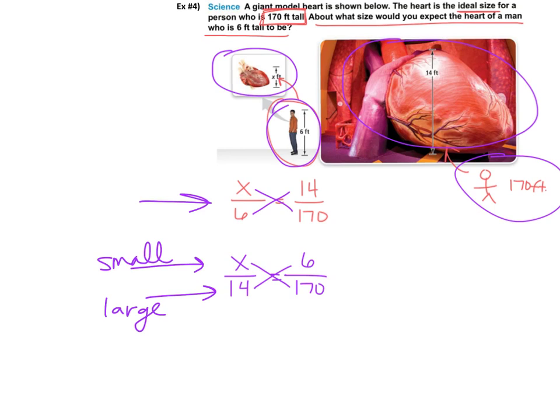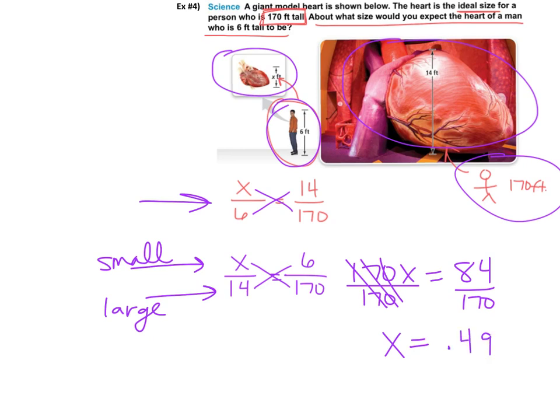So let's work this out. If I do 170 times x equals 14 times 6. 14 times 6 is 84. What do you do from here? Divide by 170. So many times when people see a problem like this, they're so used to dividing by the smaller number that they go 170 divided by 84, which would get you the wrong thing, okay? You need to divide both sides by 170. So this is gone. You're left with x equals 84 divided by 170. We're going to call it 0.49, okay, when you plug that in.